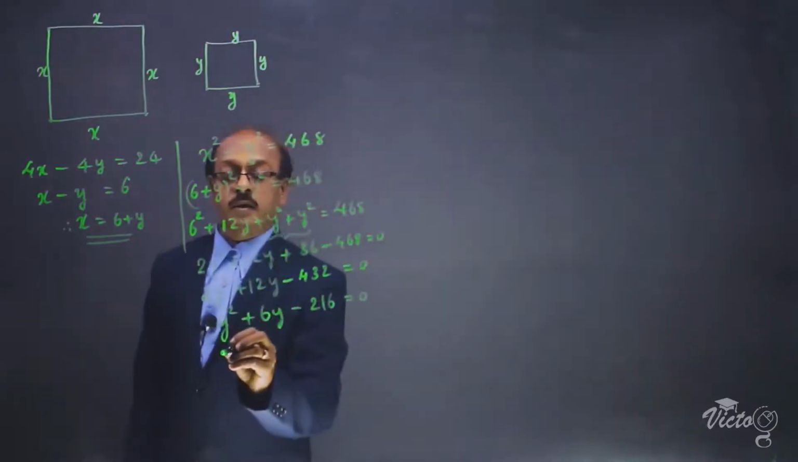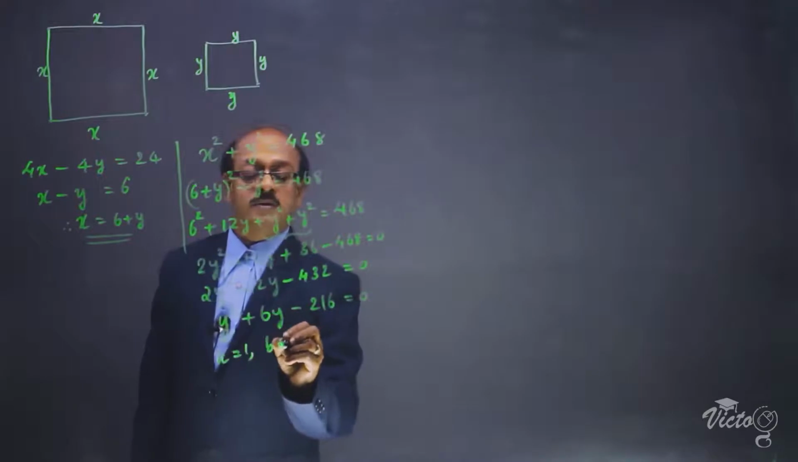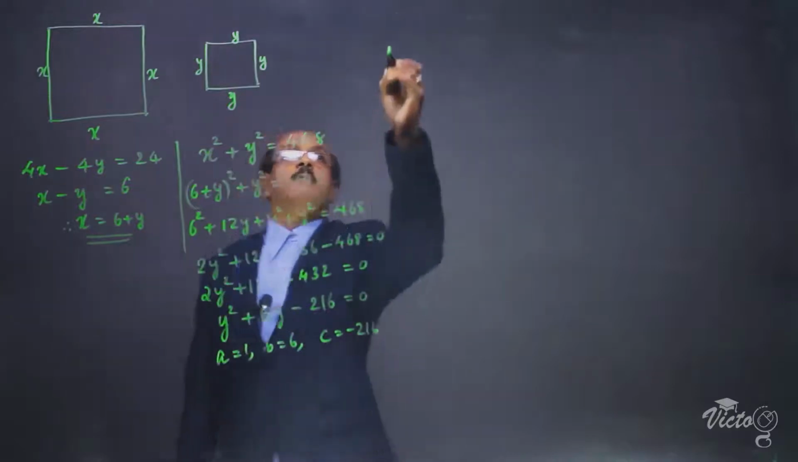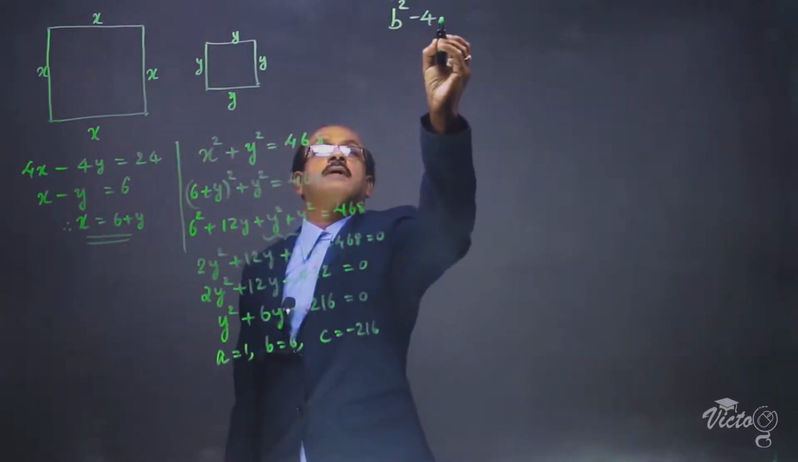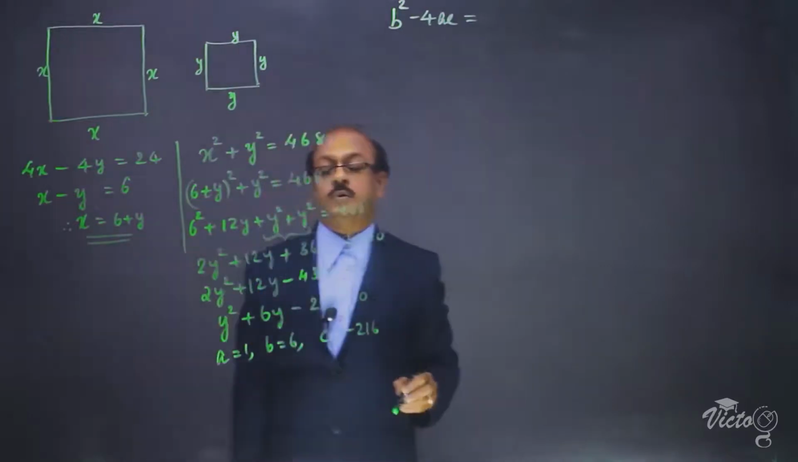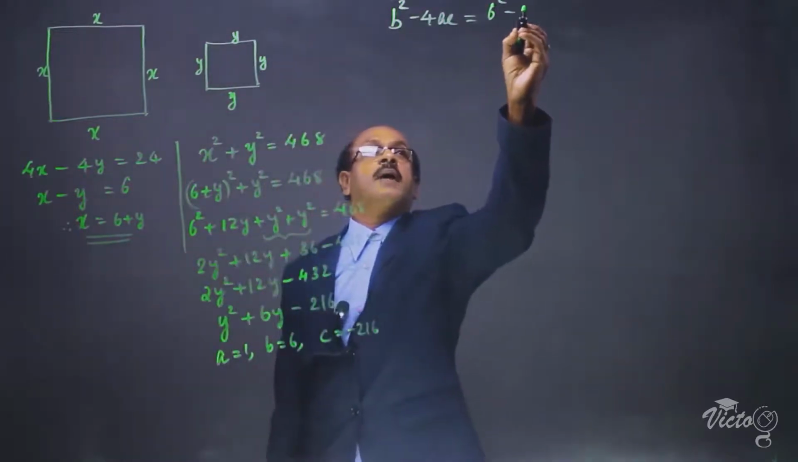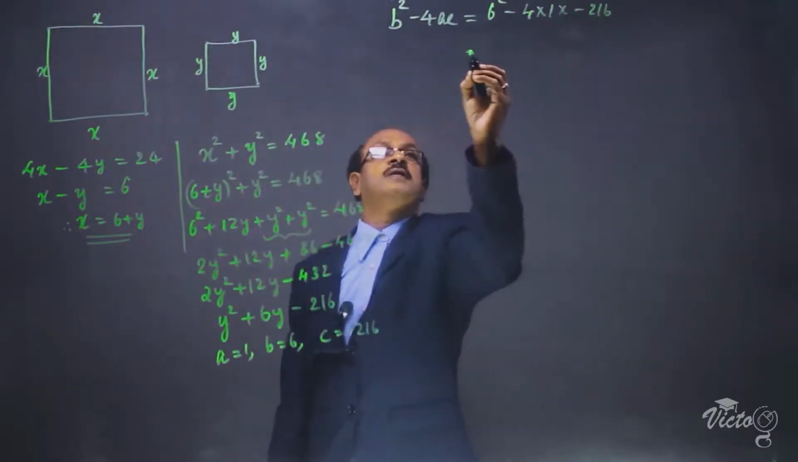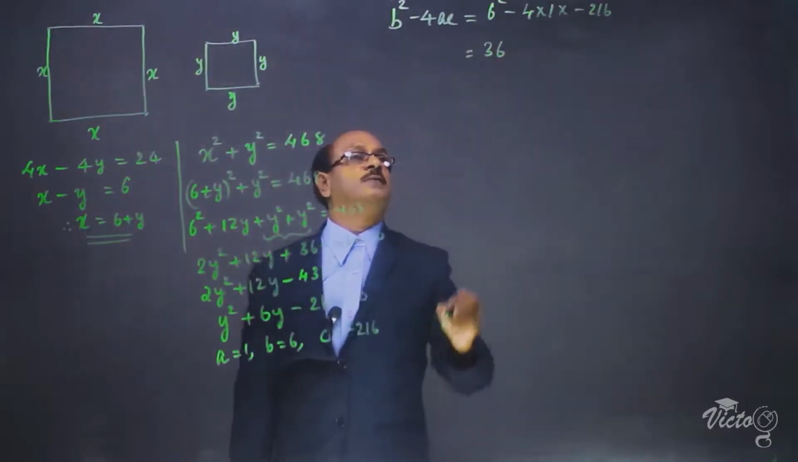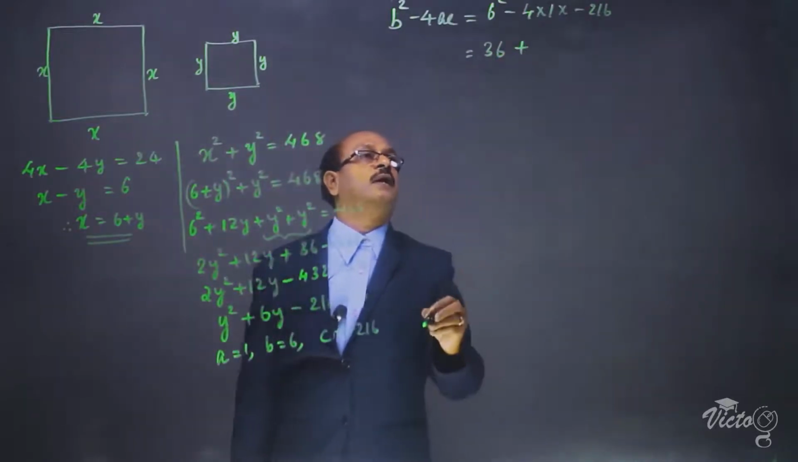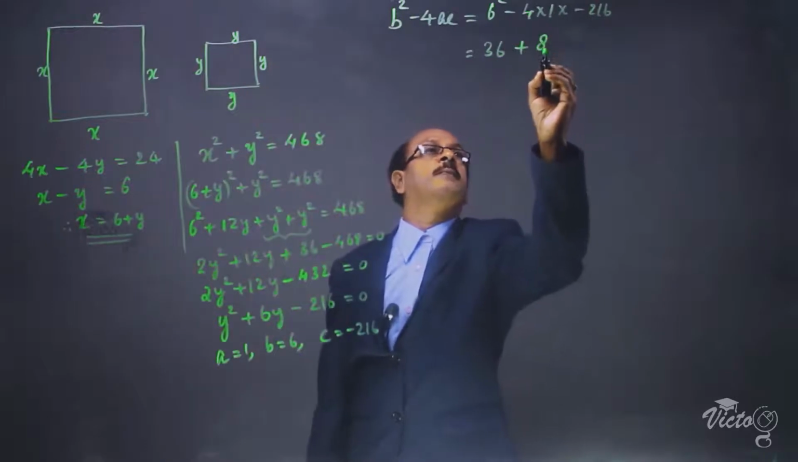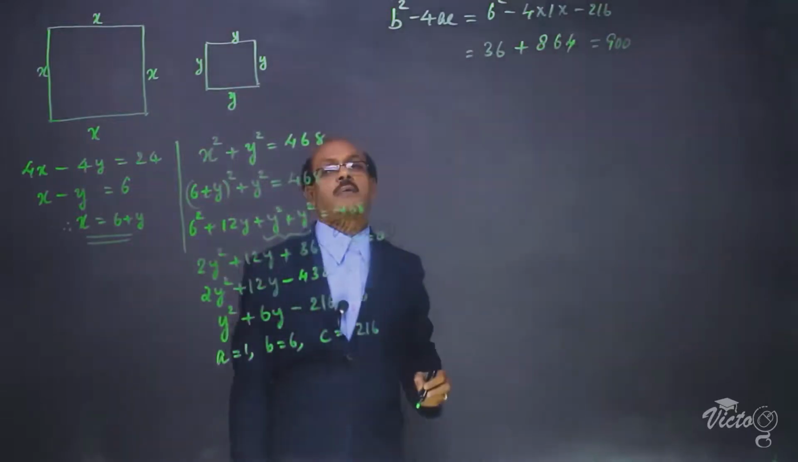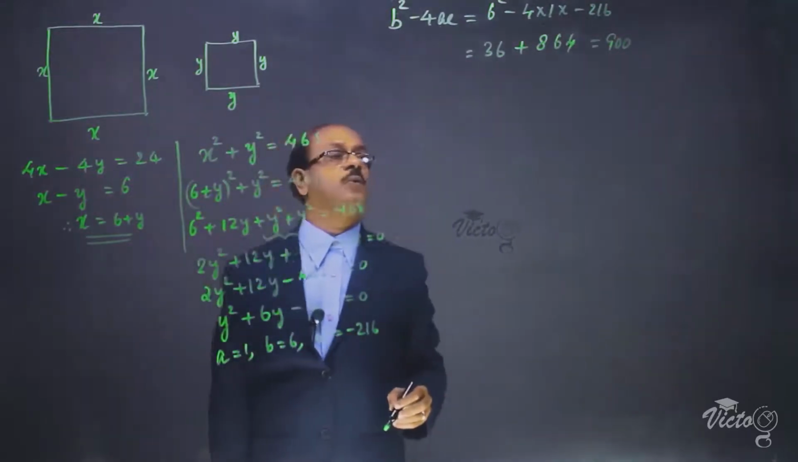Now, the value of a here is 1, a is equal to 1, b is equal to 6, c is equal to minus 216. Then, b square minus 4ac. The value of the discriminant is equal to 6 square minus 4 into 1 into minus 216. 6 square is 36, minus into minus is plus, 216 into 4 is equal to 864. Sum is equal to 900. The value of the discriminant b square minus 4ac is equal to 900.